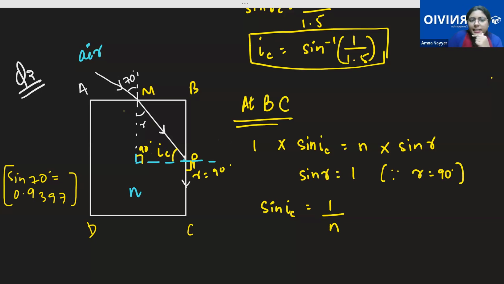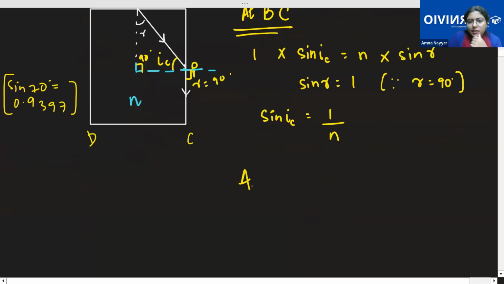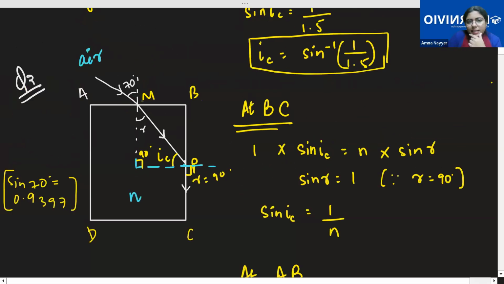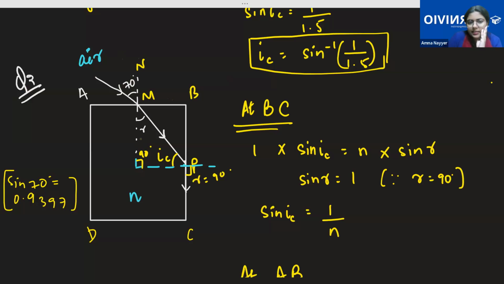Now let's apply Snell's law at this surface AB, means at this surface. This is the normal. This is the angle of incidence. Here the refractive index is there. This is the material. This is the angle of refraction. Yes, now at M.